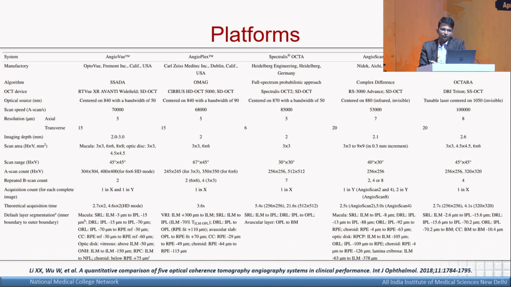Now all of these platforms will have their own default layer segmentation. So you cannot compare the images which are taken on different machines of the same patient. You cannot compare them. These machines have different resolutions, different scan areas, and different default layer segmentation.